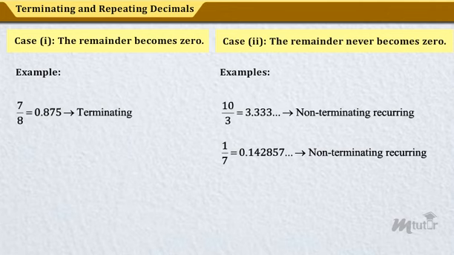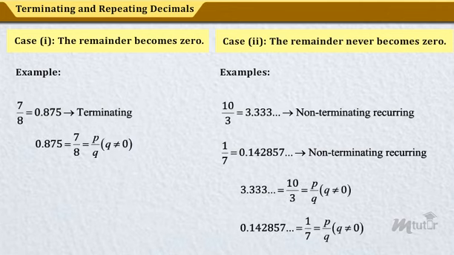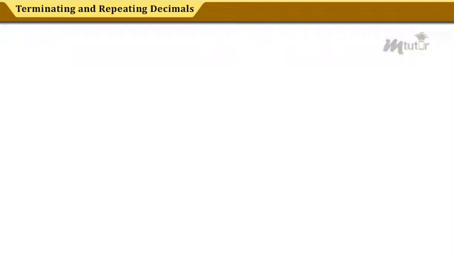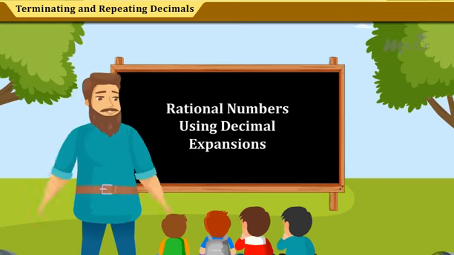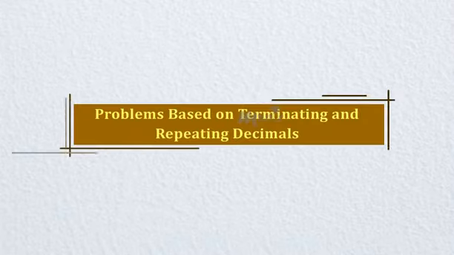It can be expressed in the form p by q, where p and q are integers, and q is not equal to 0. Hope you could now identify if a number is a rational number by looking at its decimal expansion. We shall now solve few problems for a better understanding.